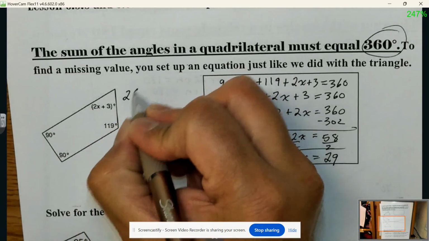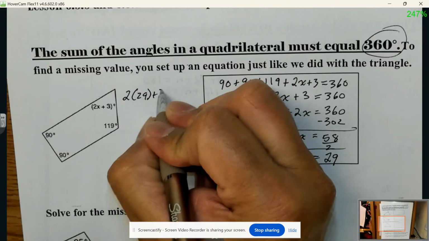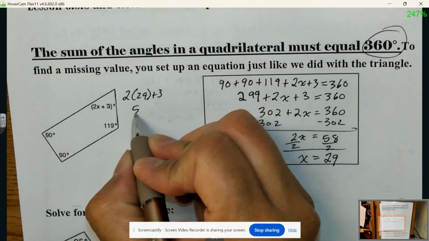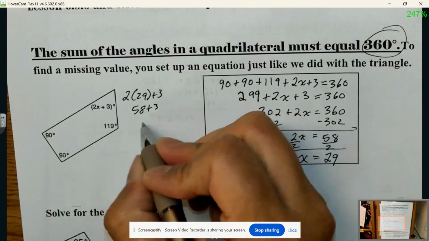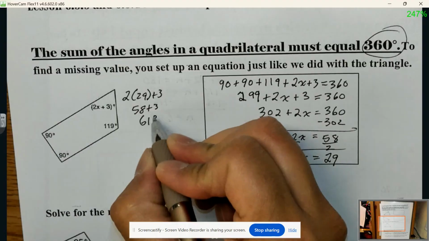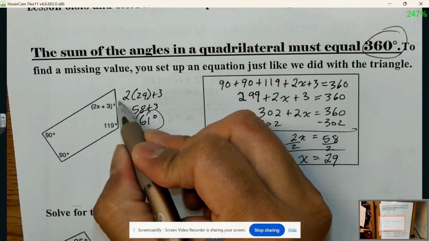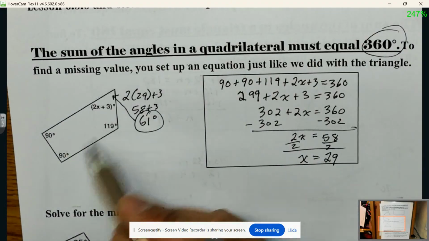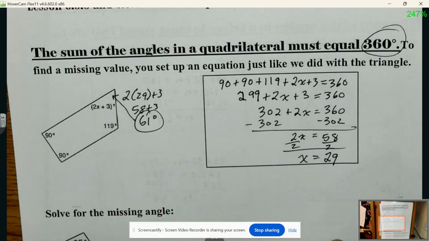2 times 29 plus 3, that would be 58 plus 3, giving us 61 degrees. Okay, so this angle right here would be 61 degrees. And if we add all these up, we can see that that would equal 360.